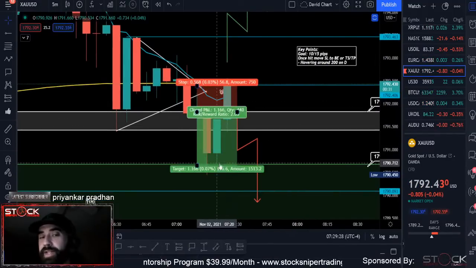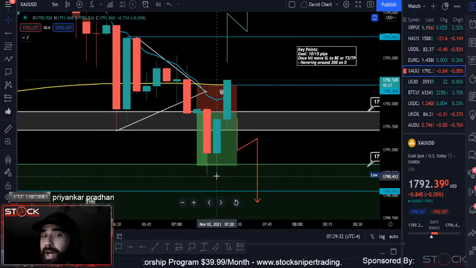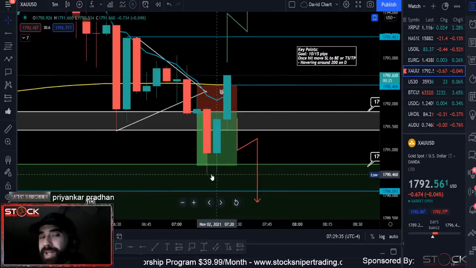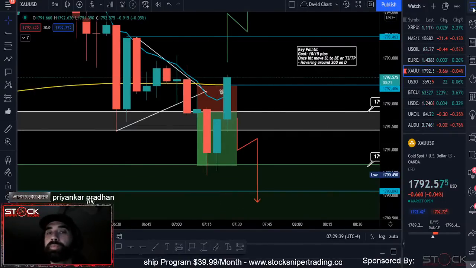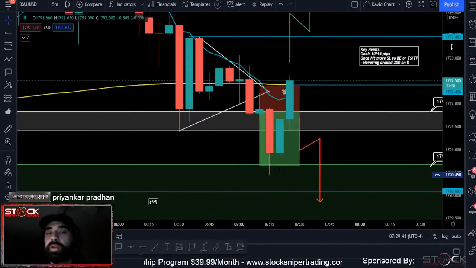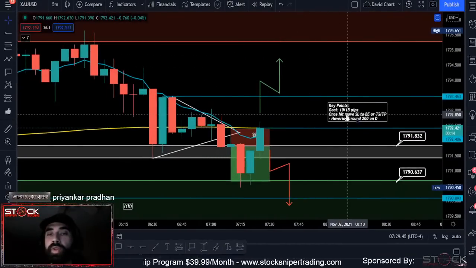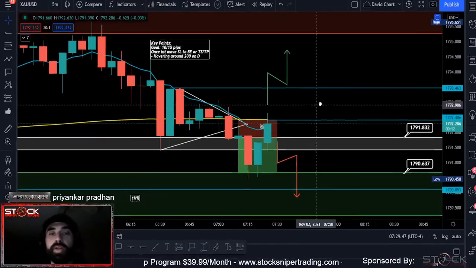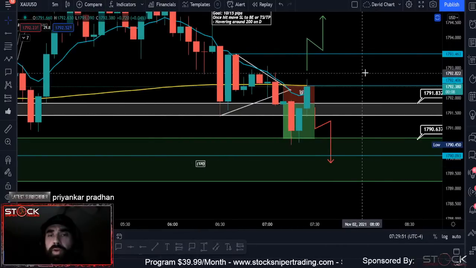And I did mention that as soon as it bounced in here, you want to look at having that continuation possible movement, just because it's a lot of buyers accumulating right there. Okay, all right, so let's wait and see what's going to happen here in terms of the overall next big move on gold.